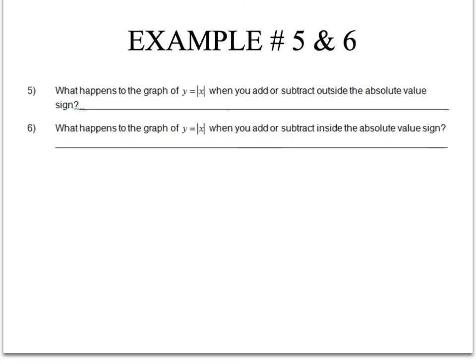So 2 last questions. For examples 5 and 6, what happens to the graph of y equals the absolute value of x when you add or subtract outside the absolute value sign? Like in example number 3, I added 2 outside the absolute value. What happened? Well, it shifts the original graph up or down, depending on if you added or subtracted.